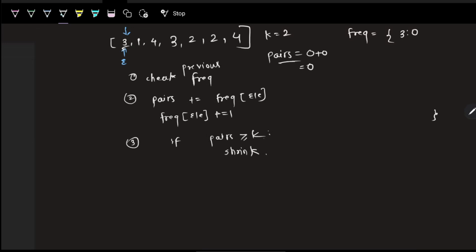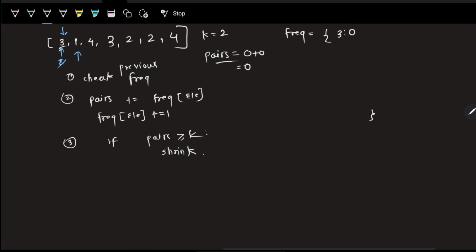So now I am here. Correct. Now I will move my right pointer to here. What is the frequency of 1 I have seen so far? So frequency of 1 I have seen so far is 0. Again 0. So now again my pairs will become 0 plus 0, that is a 0. Again this condition is not getting true. I will just update the frequency of this element, that is from this 3 I have 1, this one now.